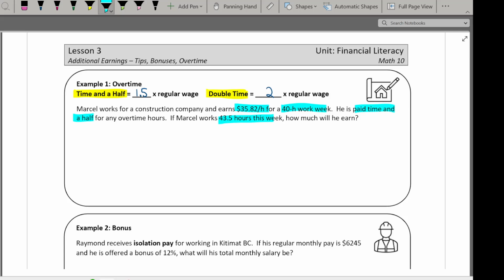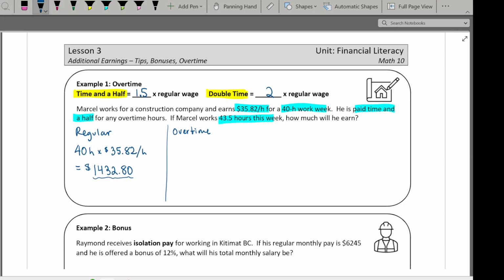Okay, so when you do these calculations, I like to split it into 2 parts, like his regular hours and then his overtime, and then just add them together. So for his regular hours, he worked regular hours of 40, and he earns $35.82 per hour for those. So if you type that into a calculator, I've already done that ahead of time, I get $1,432.80. So that's his regular wage.